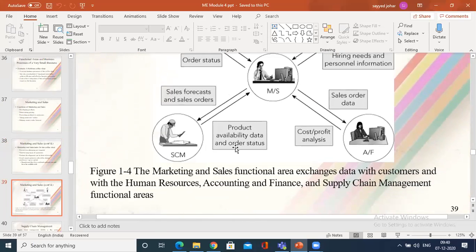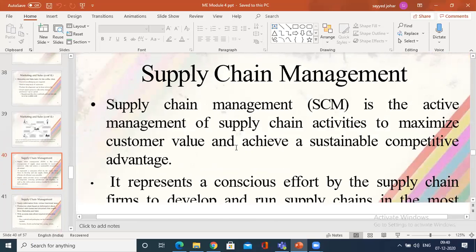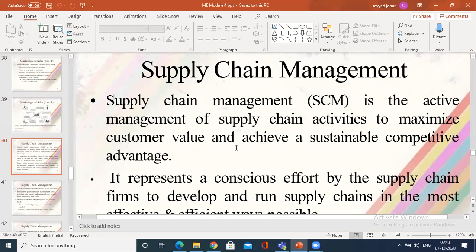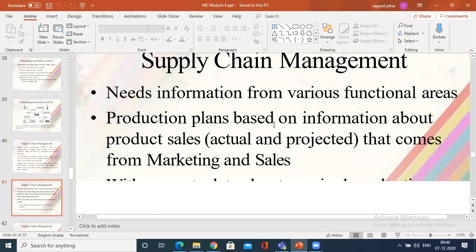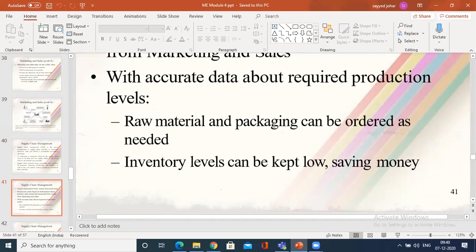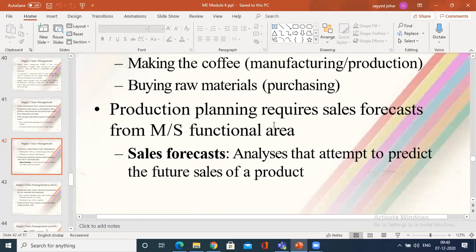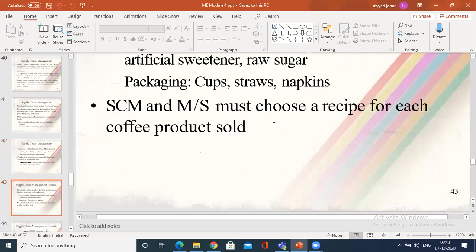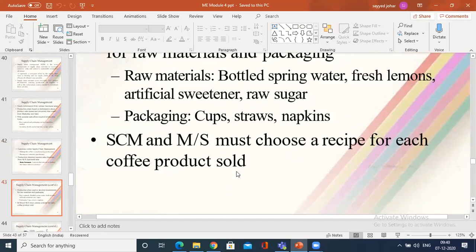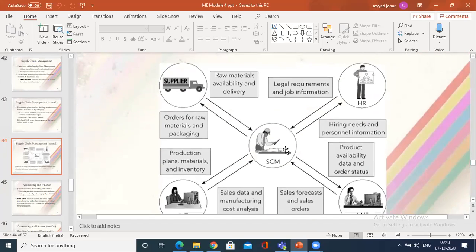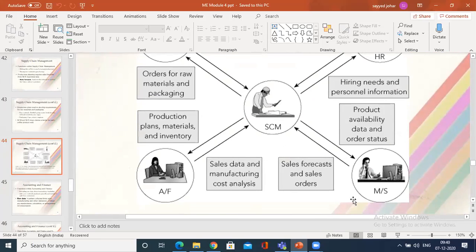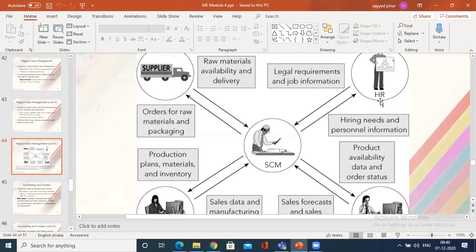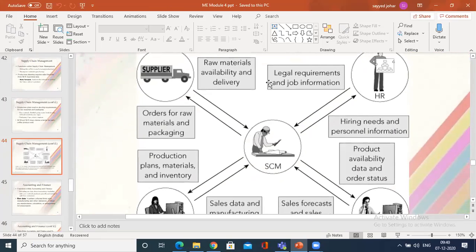Similarly, if you know the functions of supply chain management, in brief I said supply chain management is to maintain the raw materials and the other things. So you have to explain how it integrates. So packaging, see all these things, when you understand how the supply chain management integrates with the various other departments such as accounting and finance, marketing and sales, HR and the supplier.